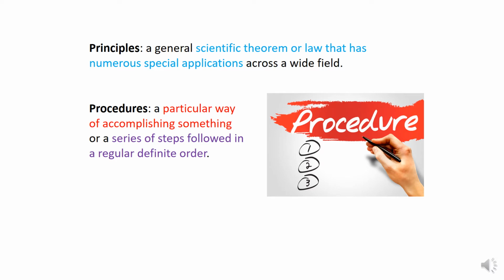And then what are the principles, and what are the procedures? What is the difference between these two terminologies? Principles are a general scientific theorem or law that has numerous special applications. There are certain principles or theories that have special applications across the field. Depending on the field, the principles will be different.